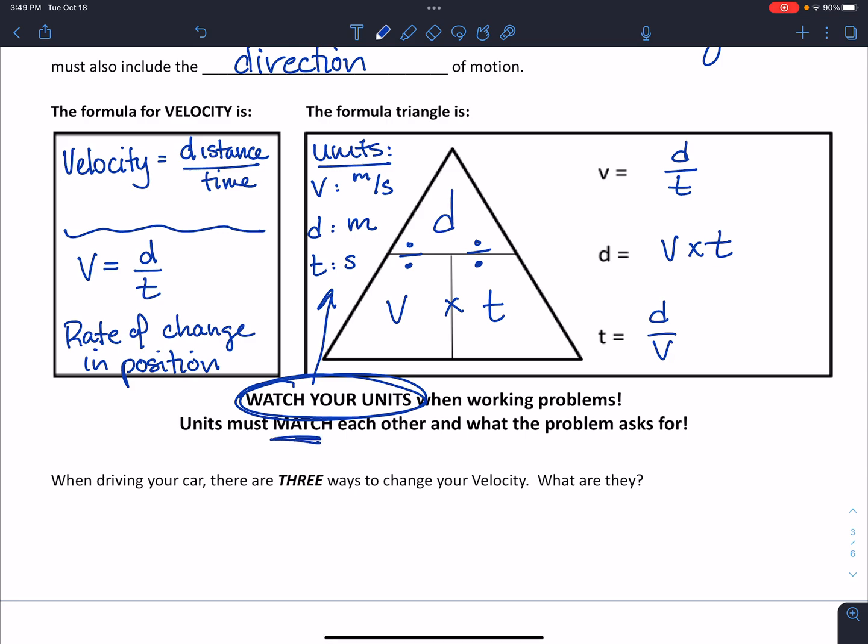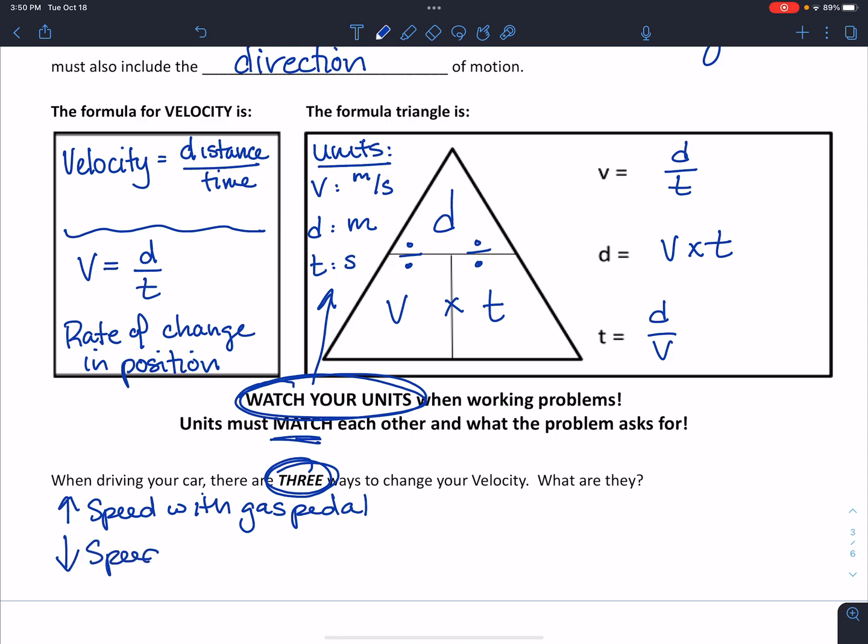Okay. So if you're in your car driving, there are really three ways to change your velocity. All right. We can change the speed. So you can increase your speed with your gas pedal. All right. You can also decrease your speed with the brake. Or the one that we don't think about as often, you can change your direction. You can turn your steering wheel.